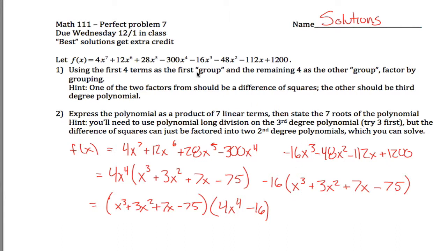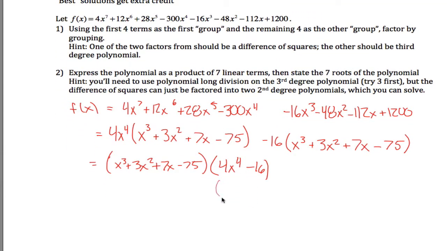What's it want me to do now? One of the factors should be a difference of squares. Ah, interesting. This is a difference of squares here. This is 2x squared minus 4 times 2x squared plus 4. And for the other one, a 3rd degree polynomial. Yep, that looks like a 3rd degree polynomial. All right, now it wants me to express this as a product of 7 linear terms. Got a lot of work to do. But it tells me how to do it.